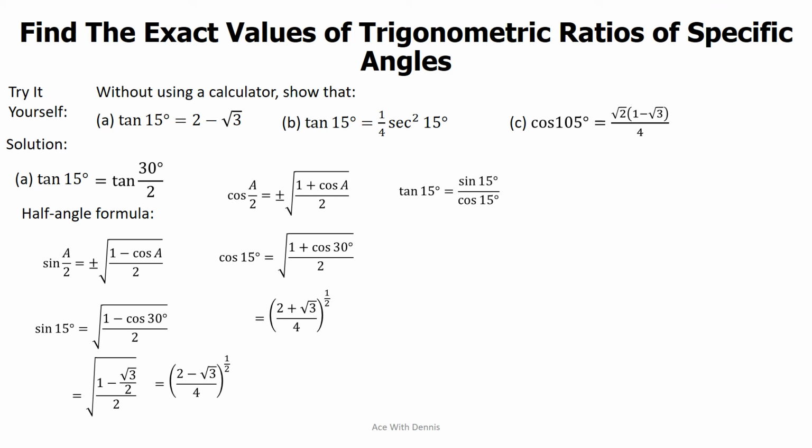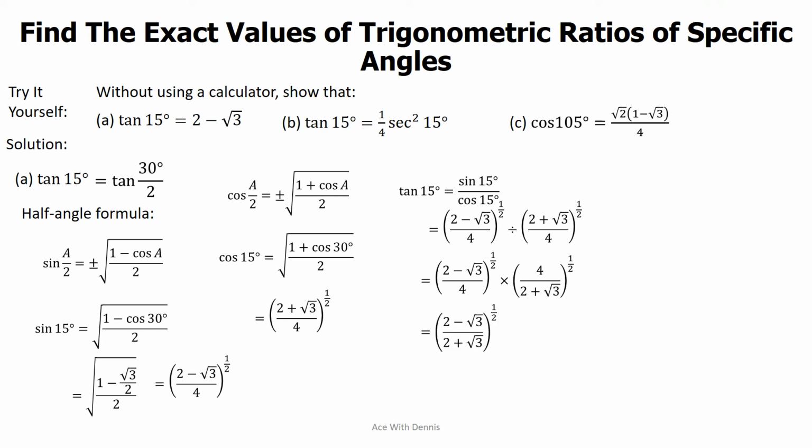So tangent 15 degrees equals sine 15 degrees over cosine 15 degrees. From the values that we have obtained, sine 15 degrees is 2 minus root 3 over 4 to the power of half, divided by cosine 15, which is 2 plus root 3 over 4 to the power of half. The division sign changes to multiplication sign. It becomes times 4 over 2 plus root 3 to the power of half. Combine them together, the 4 and 4 cancel each other, and we get 2 minus root 3 over 2 plus root 3 to the power of half.